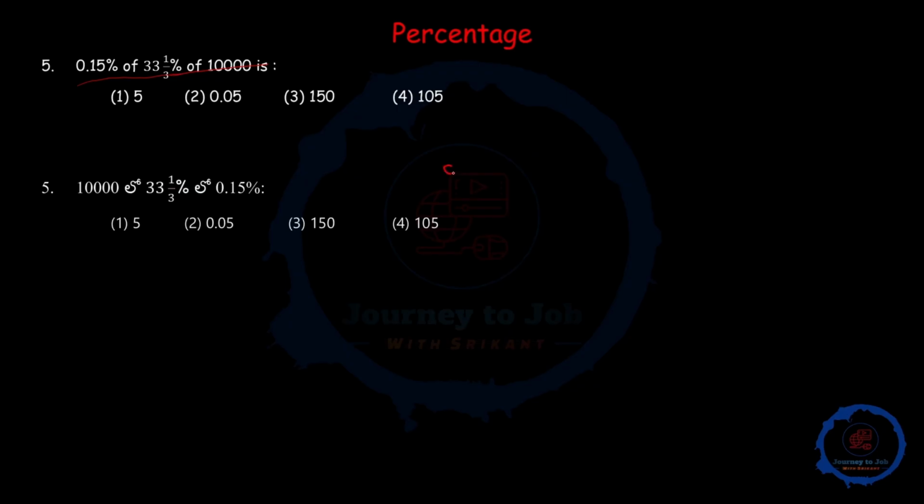Okay. Now question number 5, 0.15% of 33 1/3 percentage of 10,000. So if we write it word to word, 0.15 into percentage means multiplied by 1/100, into 33 1/3 percentage. We can simply write 1/3 because 33 1/3 percentage means 33 1/3 multiplied by 1/100. Now if you solve this mixed fraction, 33 into 3 is 99 plus 1/3, into 1 by 100. Again 99 plus 1 is 100 by 3 into 1 by 100.